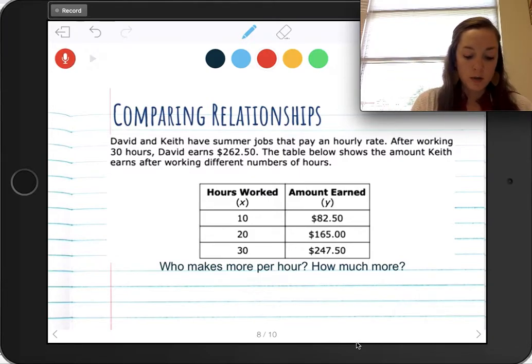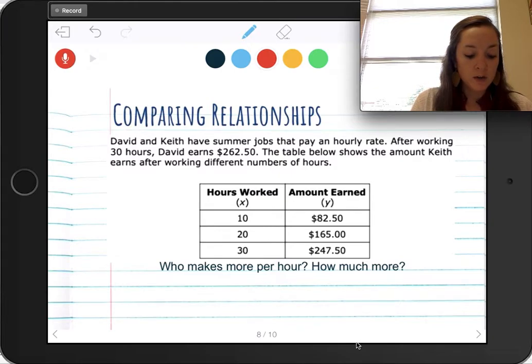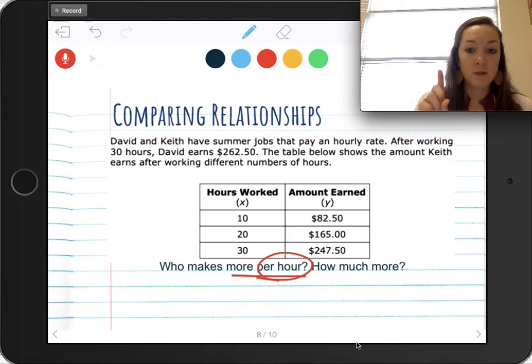So another one: David and Keith have summer jobs that pay an hourly rate. This is important when you're trying to find a summer job. After working 30 hours, David earns $262.50. The table shows the amount Keith earns after working different numbers of hours. Who makes more money per hour? How much more? More per hour. So we want to know the amount per hour.